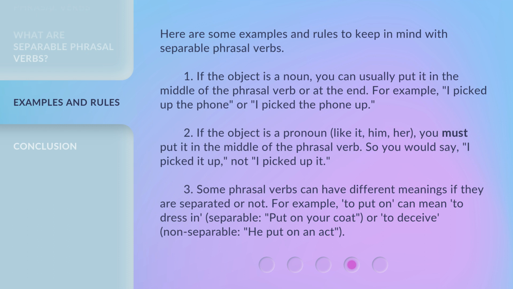3. Some phrasal verbs can have different meanings if they are separated or not. For example, to put on can mean to dress in, separable, put on your coat, or to deceive, non-separable. He put on an act.